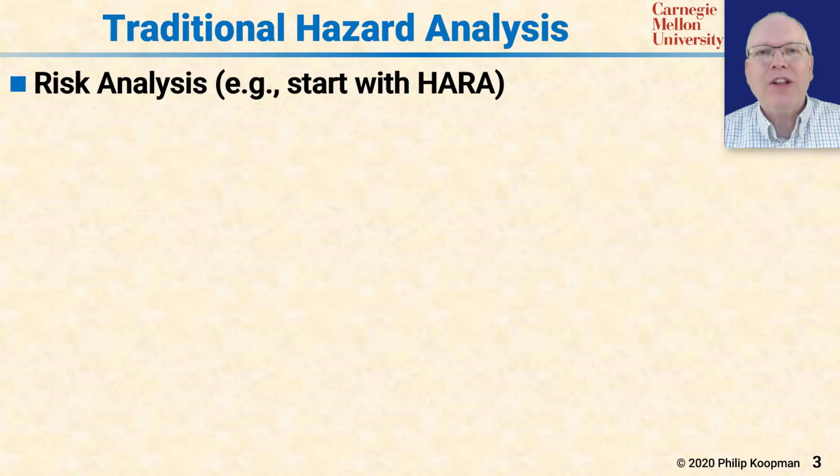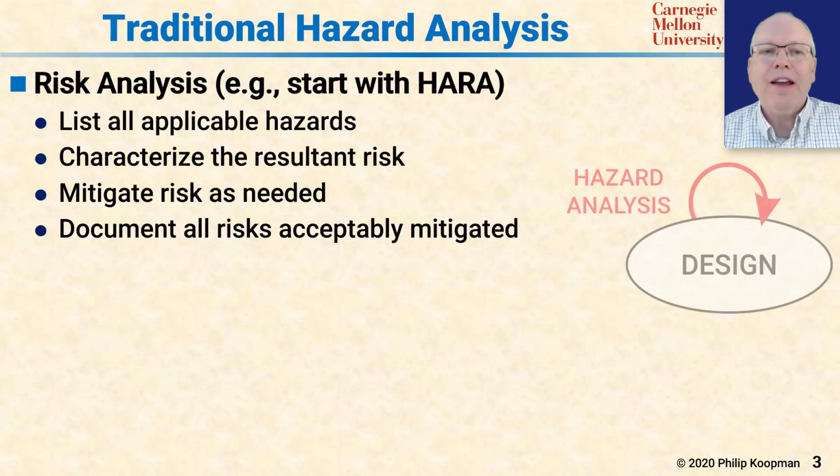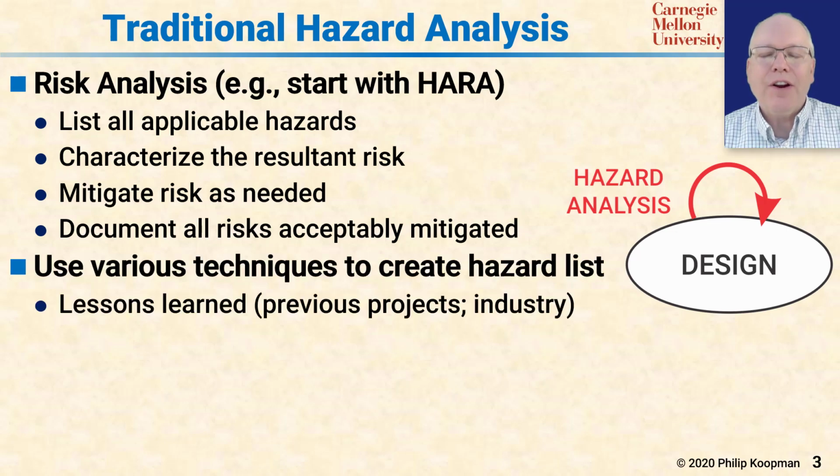Let's start with traditional hazard analysis. A traditional hazard analysis goes something like this. There's some risk analysis, and the risk analysis lists all the applicable hazards, all the hazards you can think of. It characterizes the risk for each hazard. It decides how much mitigation is needed for each risk, and then it documents that all risks have been acceptably mitigated.